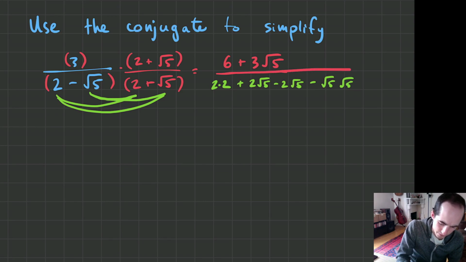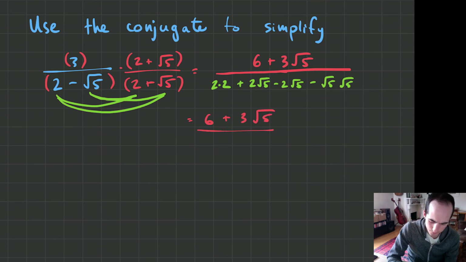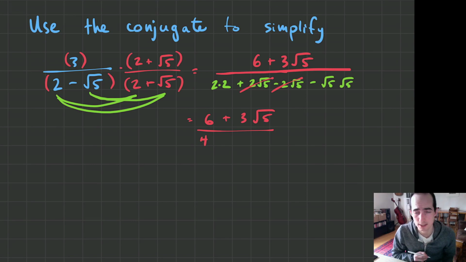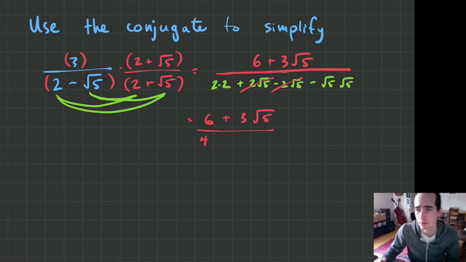And I'll just move this and center it so it looks nice. And then finally, when we clean this up, I'm going to have 6 plus 3 root 5 over, well, 2 times 2 is 4, 2 root 5 minus 2 root 5, they cancel each other out. That's kind of the whole point of using the conjugate. That's the trick. That's why we do it, because those middle terms cancel each other out.